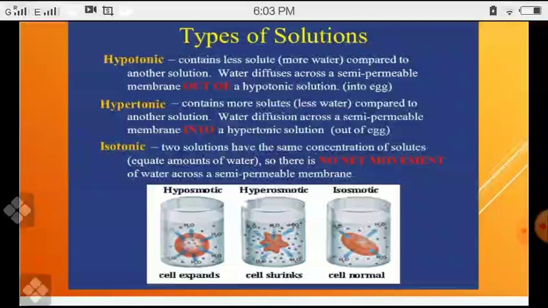The third condition is the isotonic solution. Now the same concentration of solutes is taken in the beaker, the equal amount of water as is present in the cell. So what happens? There is no net movement. Movement happens, but it is equal. Water moves in and out of the semi-permeable membrane. So in isotonic solution, the cell remains normal. There is no change in the shape of the cell.